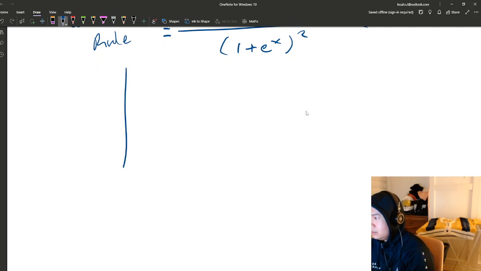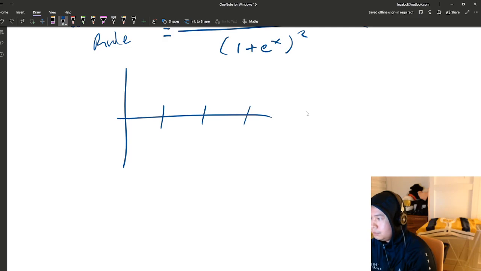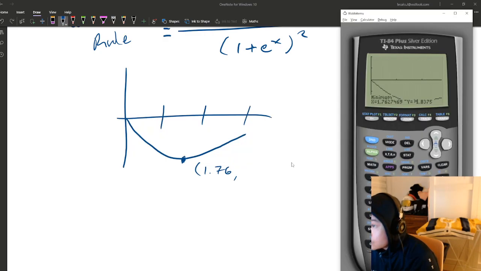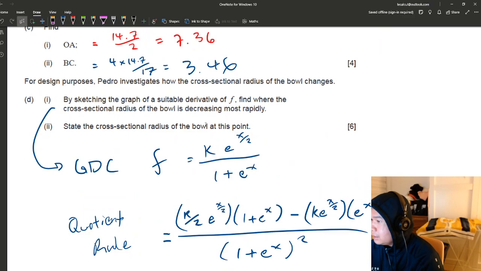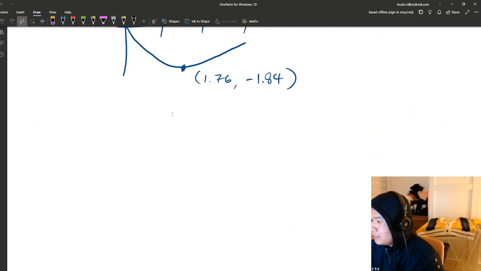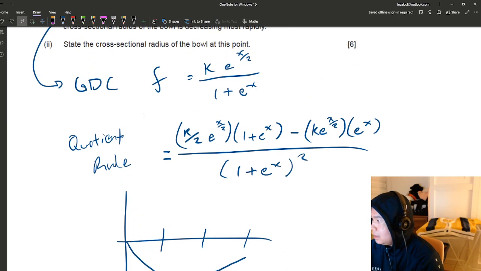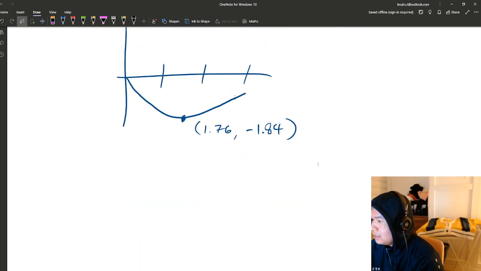Okay, so what is that? Negative 1.83, negative 1.84. Okay, so here's my graph. So find out where it is decreasing the most rapidly, here. And then state the cross-sectional radius of the bowl at this point.